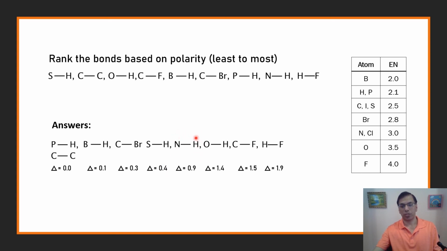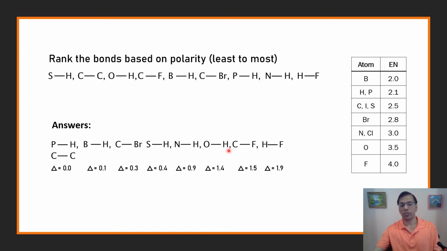Let's look at the NH bond. The electronegativity of nitrogen is 3.0 and of hydrogen is 2.1. So the difference is 0.9, which is more than 0.4. Recall that when the electronegativity difference is more than 0.4, it's considered to be a polar covalent bond. So the NH bond is polar.